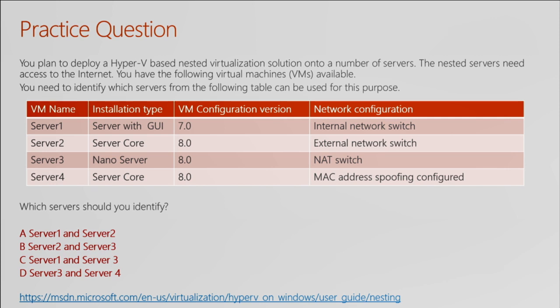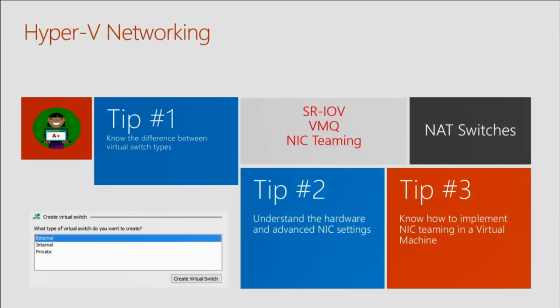Server 1, it's a VM7. It's not going to happen, is it? Server 2, it's a standard external network switch. We mentioned it must be NAT or it must be MAC address spoofing. So it's got to be 3 and 4. Sometimes with those kinds of questions, you've got to make sure you're looking at the right column. Okay, so the fact that it was Nano Server or standard or whatever, irrelevant. It's the networking that's being called out.